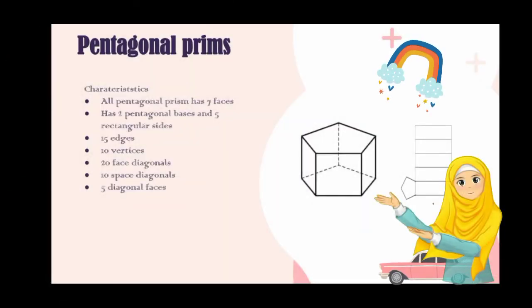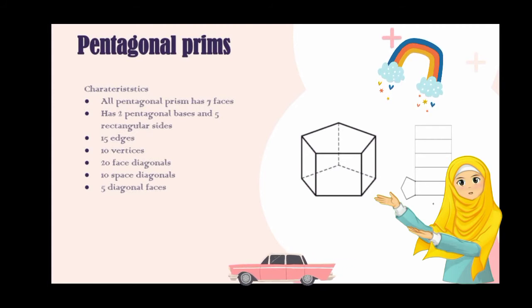Okay, the next material I want to explain is the pentagonal prism. In the picture, there are pentagonal face, vertices, rectangular face, face diagonal, and edge. The second picture is the net of the pentagonal prism.